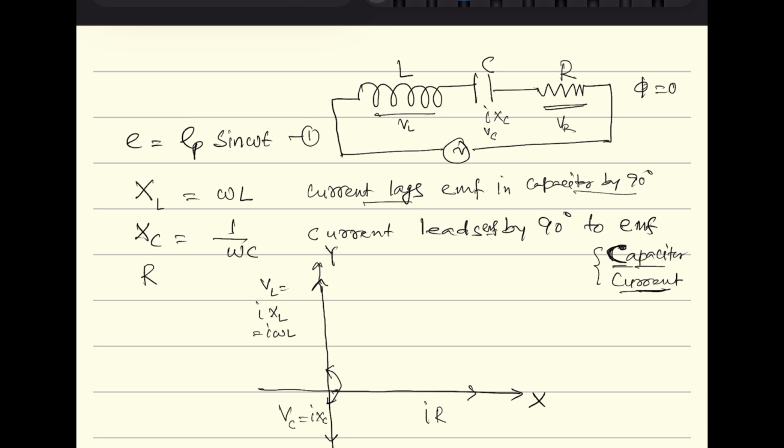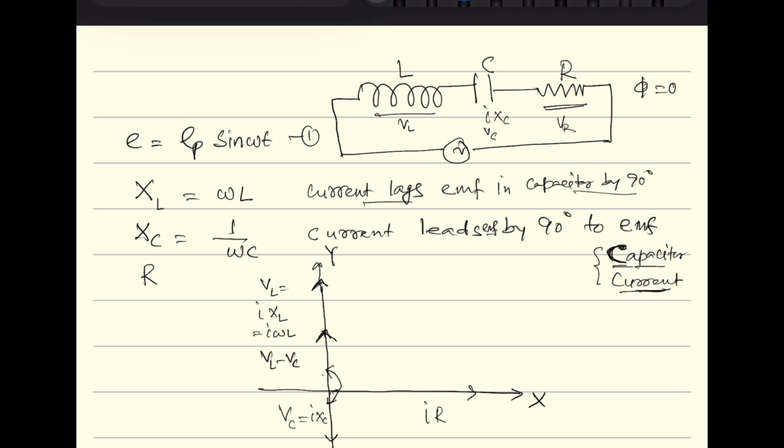This is 180 degrees. In vectors, when two vectors are at 180 degrees, the resultant vector can be written as VL minus VC, depending on which one is more. If VC is less, then VL minus VC. This is the combined potential drop for the inductor and capacitor. These two vectors are resolved this way because they are 180 degrees apart, so this potential drop is obtained along the y-axis.